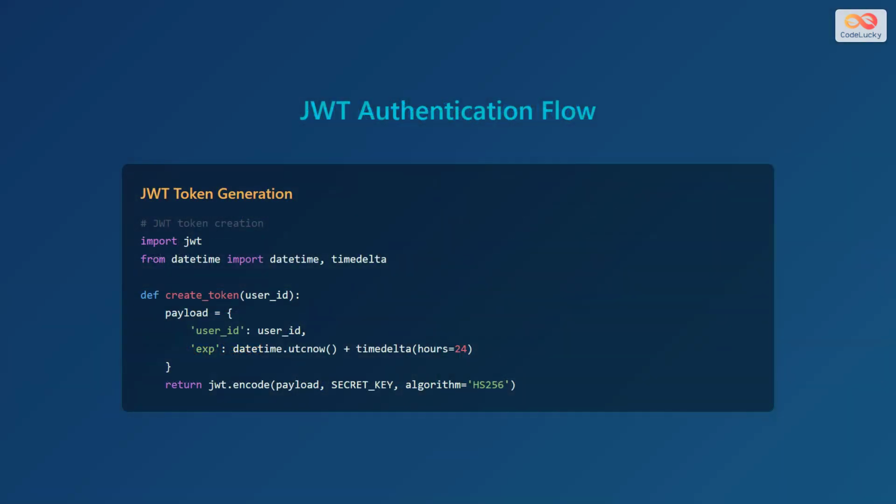Now let's examine a practical example of JSON Web Token, or JWT authentication. Here is a Python code snippet showing how a JSON Web Token is created. First, we import the necessary modules. Then we define a function called createToken, which takes a user ID as input. Inside the function, we create a payload containing the user ID and an expiration time for the token, typically set to 24 hours from the current time. Finally, we encode the payload using a secret key and the HS256 algorithm, generating the JSON Web Token. This token can then be used to authenticate subsequent requests from the user.